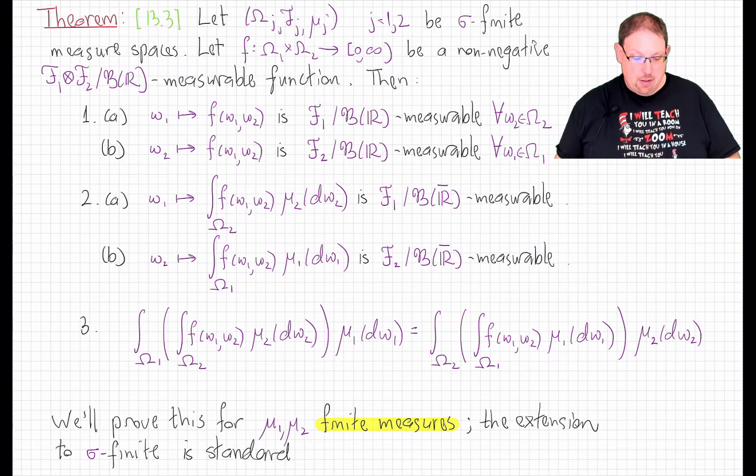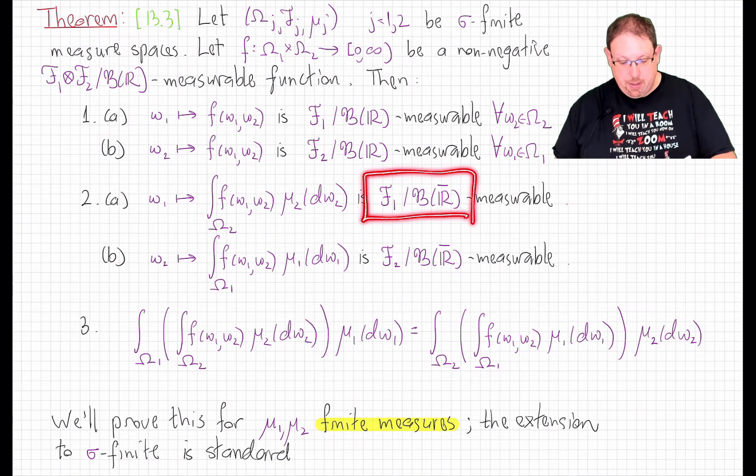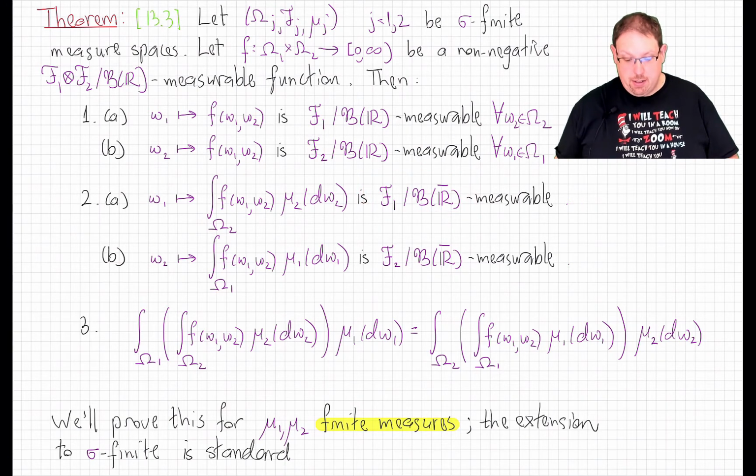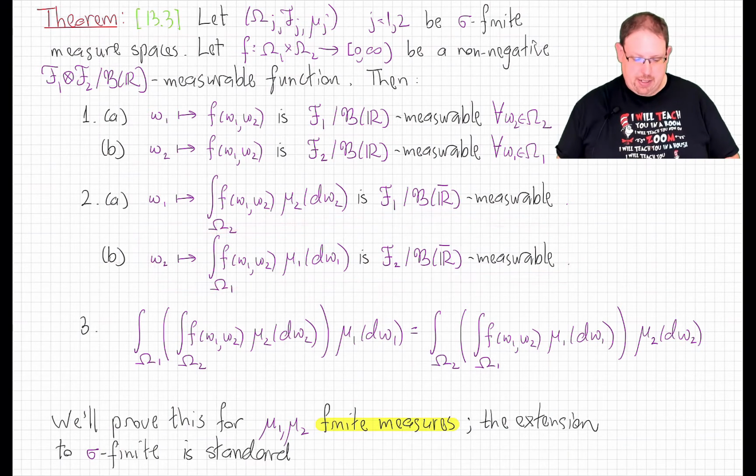So let's take the function of omega 2 with omega 1 held fixed and integrate it with respect to omega 2. That gives us a function of omega 1. That function, which could take infinite values, is f1 Borel measurable, Borel with respect to the extended real line now. And we have the comparable statement for holding the other variable fixed.